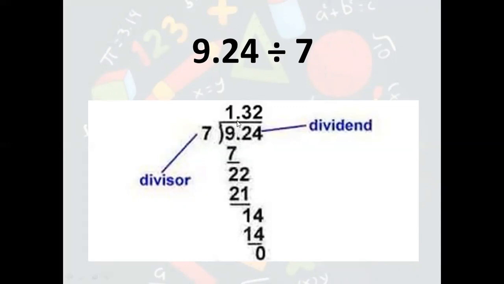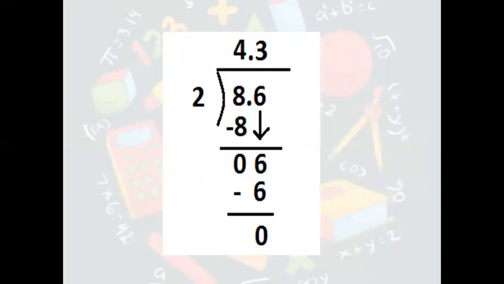Okay, let's move on and see another example. This is a simpler question where we have 8.6 divided by 2. 8.6 is the dividend and 2 is the divisor. The steps remain the same: you divide, multiply, subtract, bring down, and repeat the steps. Here again, just forget about the decimal point and divide 86 by 2. When you divide 86 by 2, you will get 43.